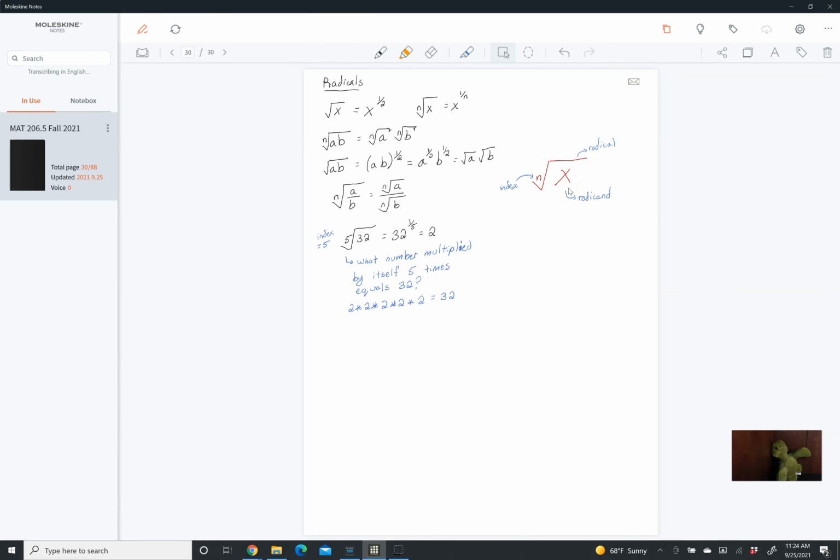We talked about how if there is no power, it's a power of 1. If there is no base in logs, it's a base of 10. This is the same type of thing. We use the square root more often than any other root. So because of that, if there is no index, then it is an index of 2.